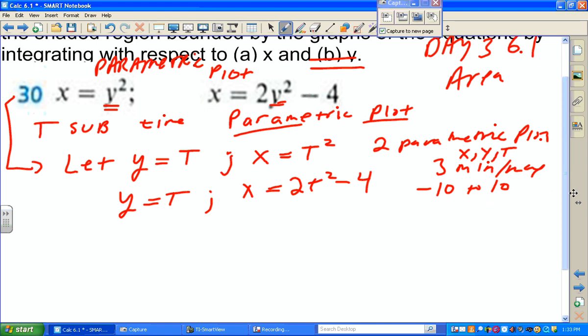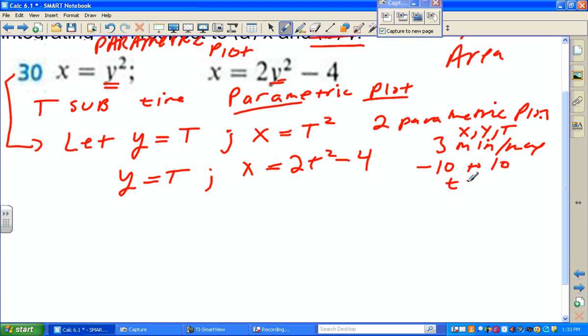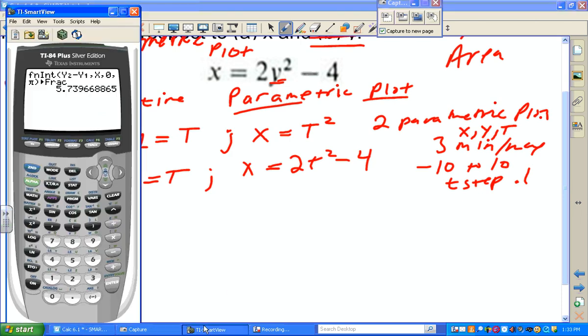You'll be introduced to something called a t-step. That's kind of like the theta step. The smaller you make it, the more points you're generating, the better accuracy you get, but also the longer it takes to graph. I think I'll start out with a 10th and see what happens. It's kind of exciting, it's kind of fun, and I'm looking forward to it, so let's get after it. I do this anytime there's non-functions.